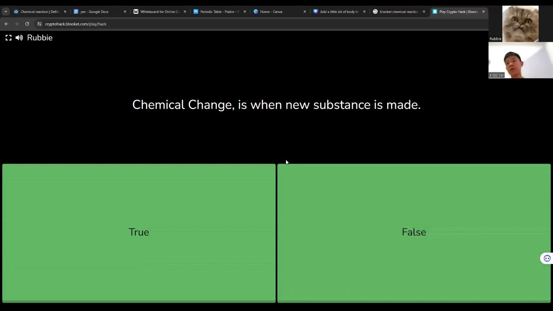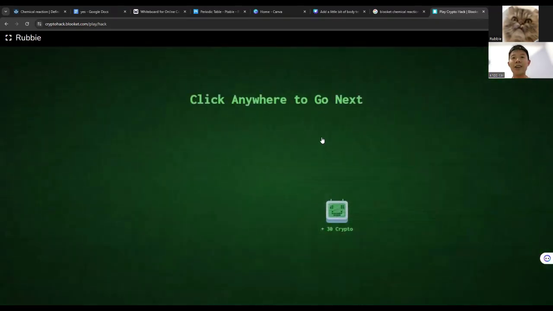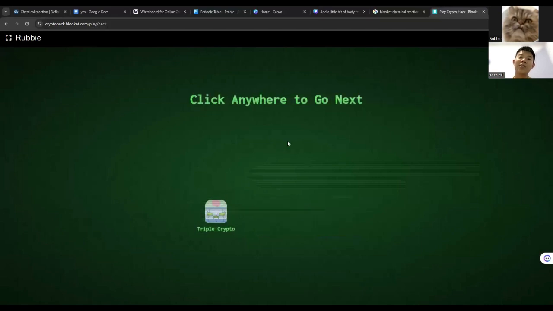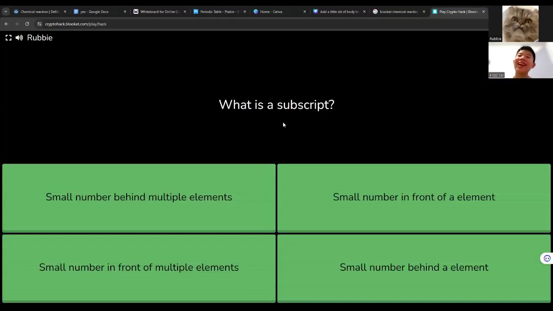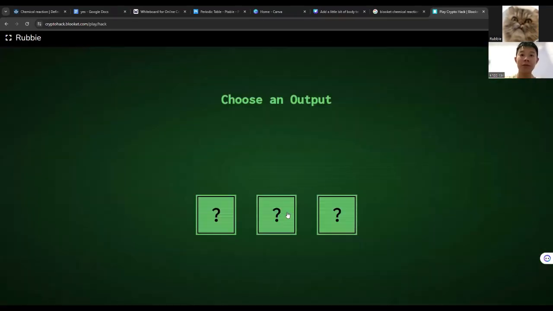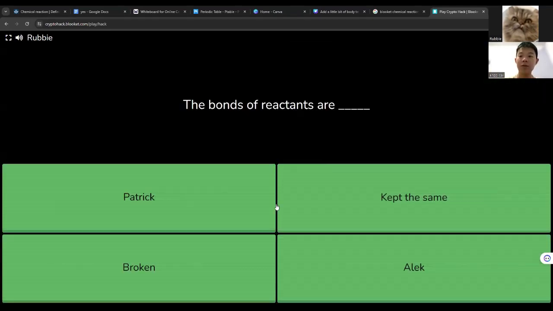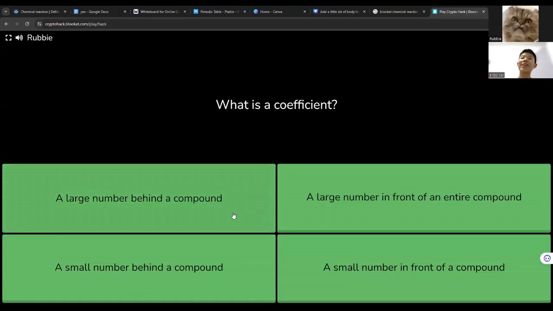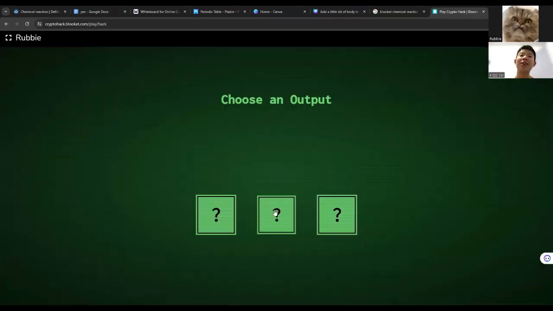Double. How much money do you have? 41K. I'm winning, dumbass. Really? Yeah, I have 49. Ah! Oh, double crypto. I have 98, bro. Let's go. I have another chance to hack you. Let's go. I'm so rich.